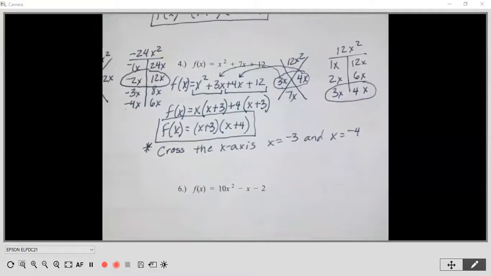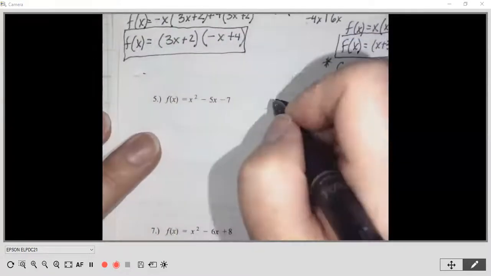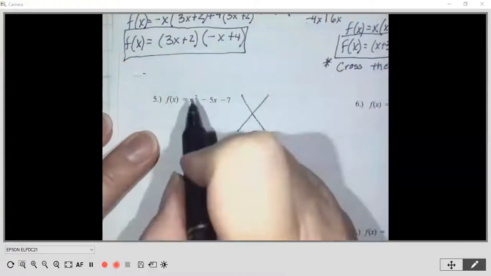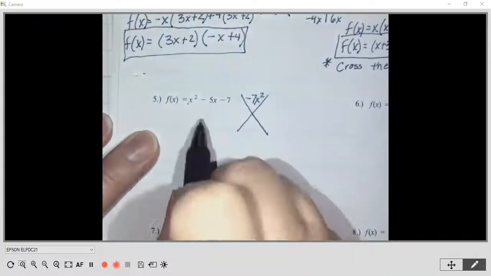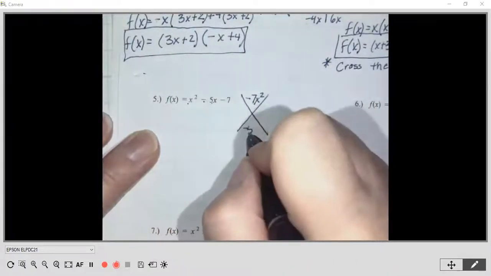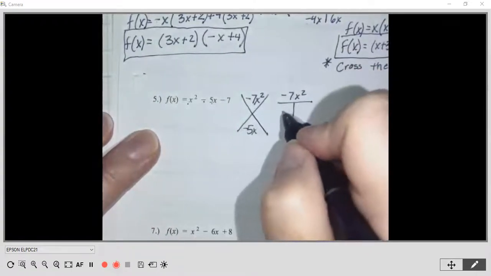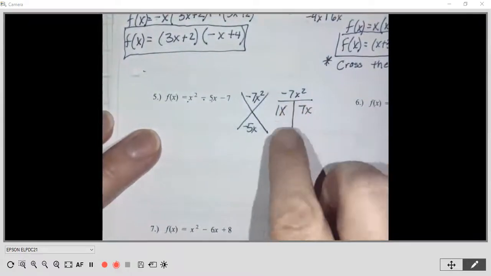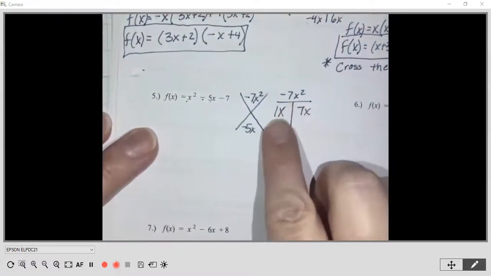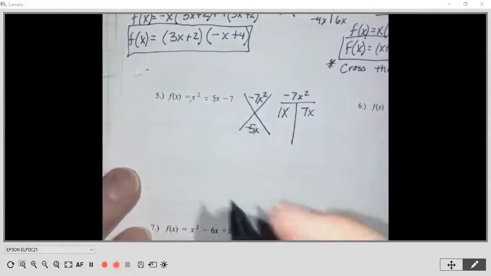All right, moving on to number 5. a times c will give us negative 7x squared, and our b term is negative 5x. Okay, so we can have 1x and 7x, and that's all, because 7 is a prime number, it only has factors of 1 and itself. Positive or negative, is there any way that this can add up to negative 5? No. So if that's not possible, this cannot be factored.